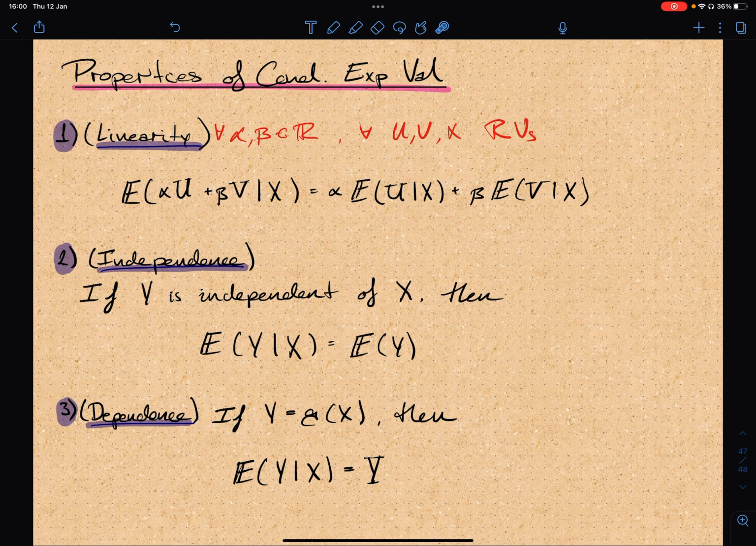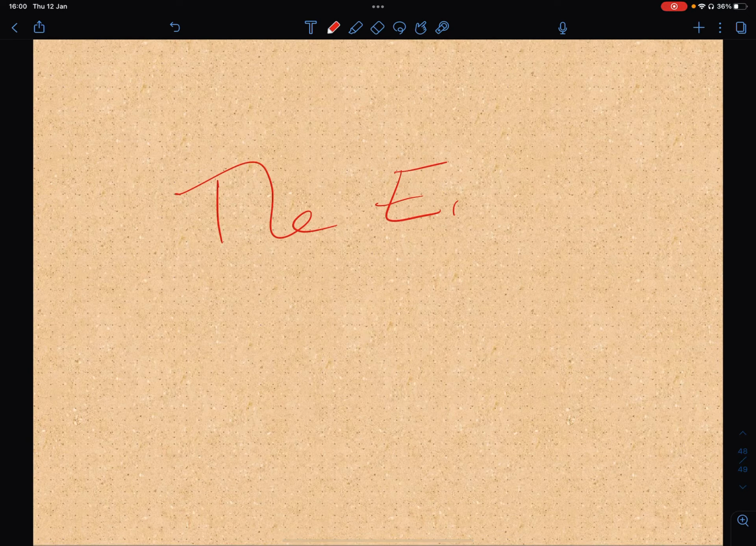So these are properties that are important for working with conditional expected value, and you should keep them in mind. I think that's the end of this. This is the end of this probability review.